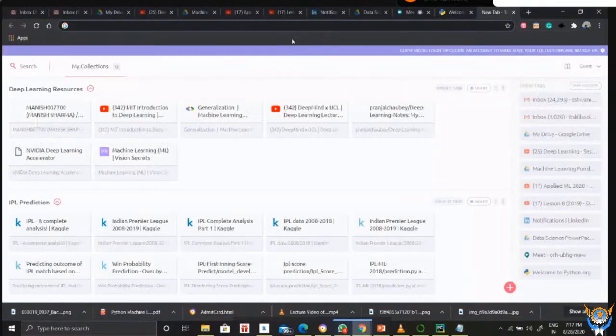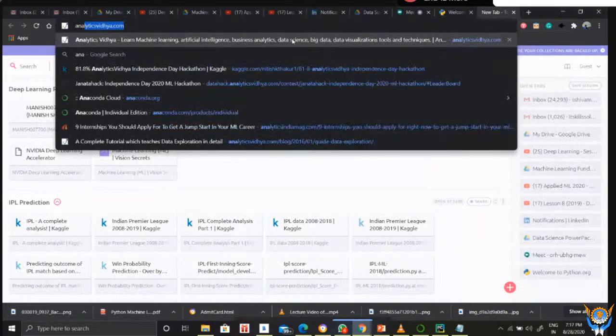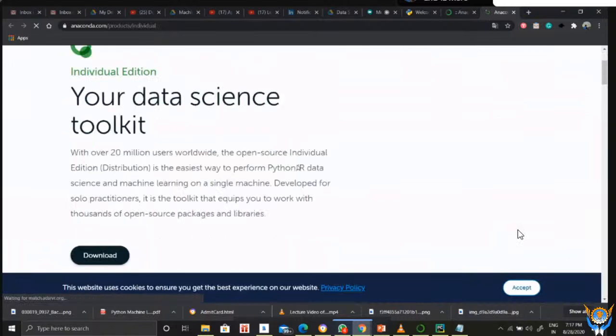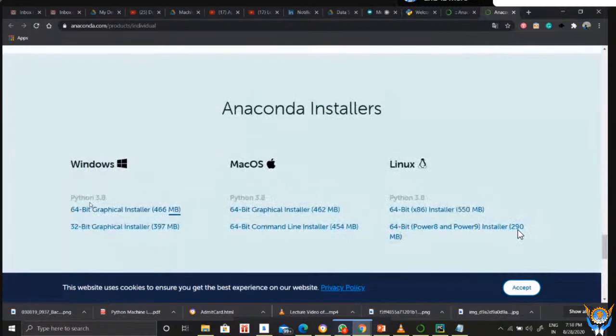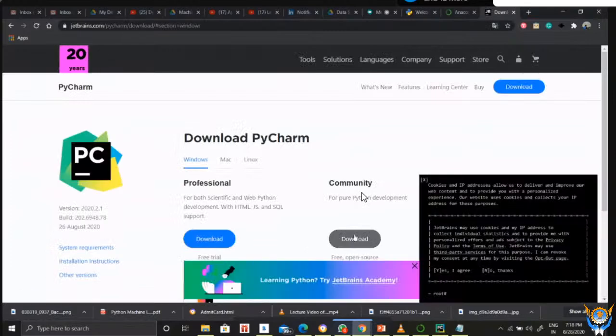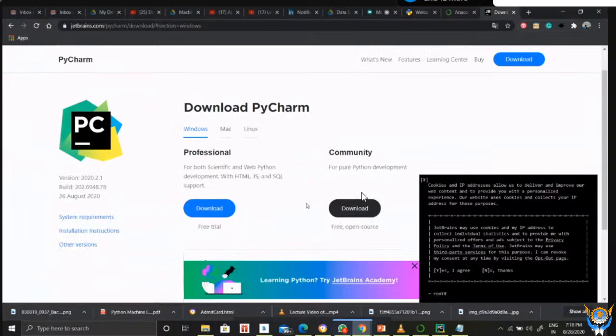The second thing, where your things will run, is Anaconda. You have to download this Anaconda from the Anaconda download page. You can see here, for Windows users, for Mac OS and for Linux users, based on your requirement you have to install the 64 bit or 32 bit version. The third requirement is PyCharm. All the links are given in the chat box, so you just go through that link. You have to download the community version, not the professional version.